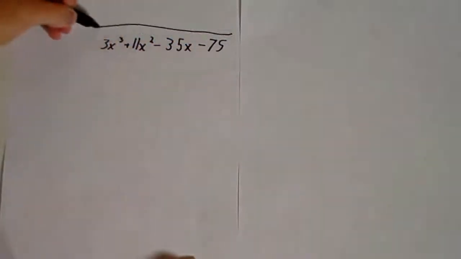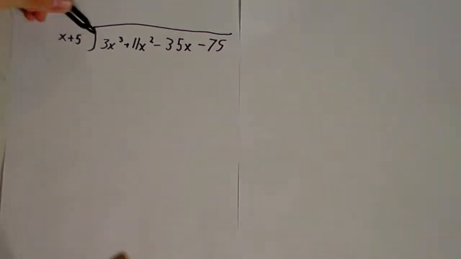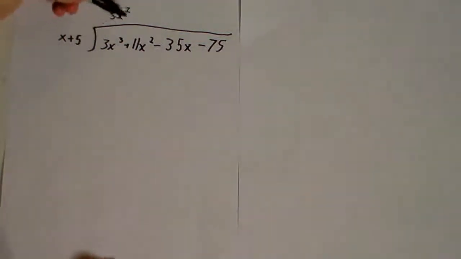Alright, let's revisit the long division algorithm for polynomials. And let's take an example like 3x cubed plus 11x squared minus 35x minus 75. Now let's divide all of that by x plus 5. Alright, the first thing we're going to do is see how many times x goes into 3x cubed. Well, that's just going to be 3x squared. Notice that our coefficient is the same because all we're going to do is multiply it by x, and we're going to get that. So no big deal there.